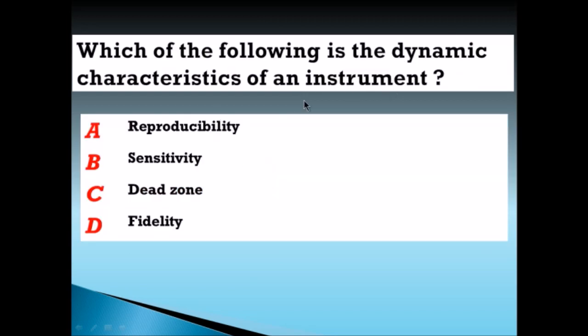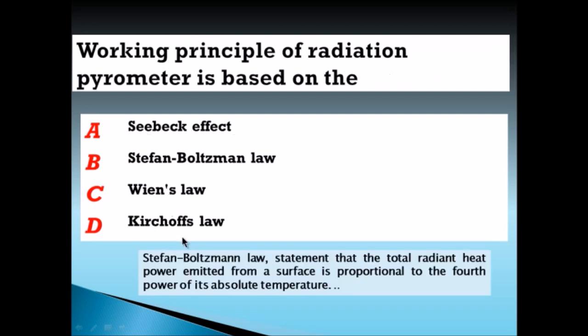Which of the following is the dynamic characteristic of the instrument? So in the four options, which is the dynamic characteristic? Reproducibility, sensitivity, dead zone and fidelity. So these three are the static characteristics. So the answer is fidelity. Fidelity is the dynamic characteristic.